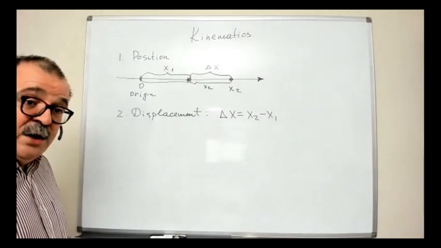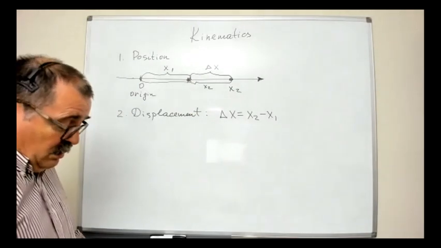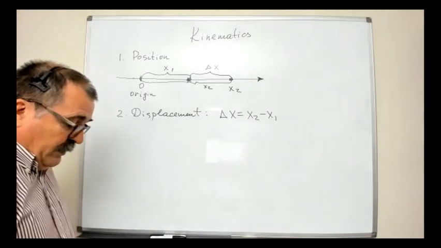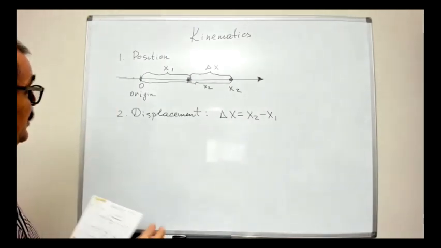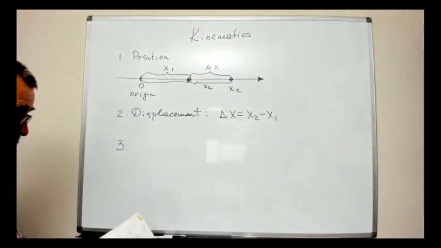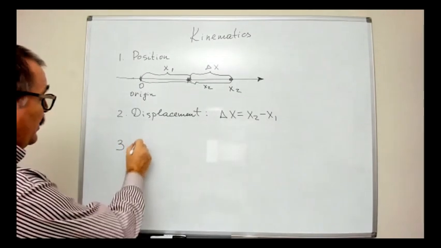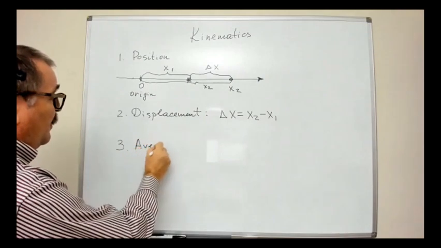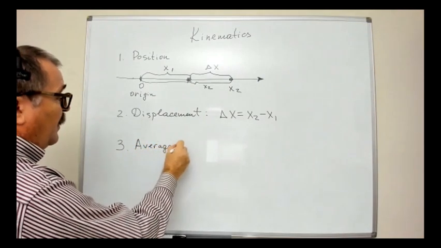Do you have any questions regarding position and displacement? All right. So the next property I can introduce here is named average velocity. Wait, I have a question.